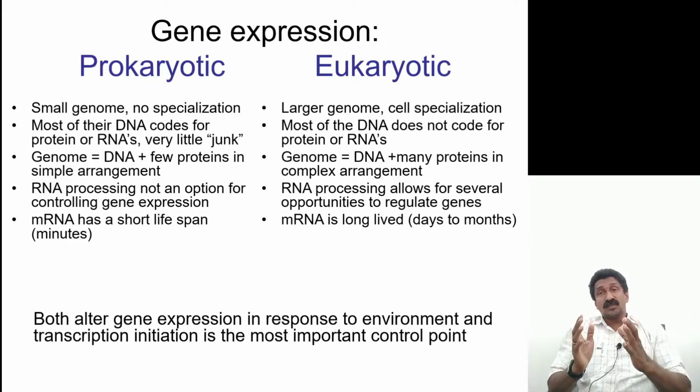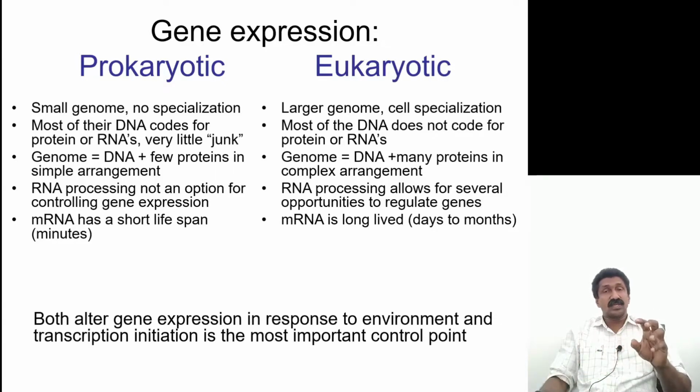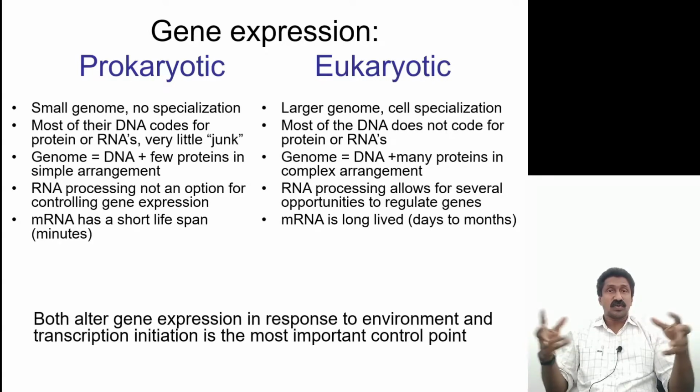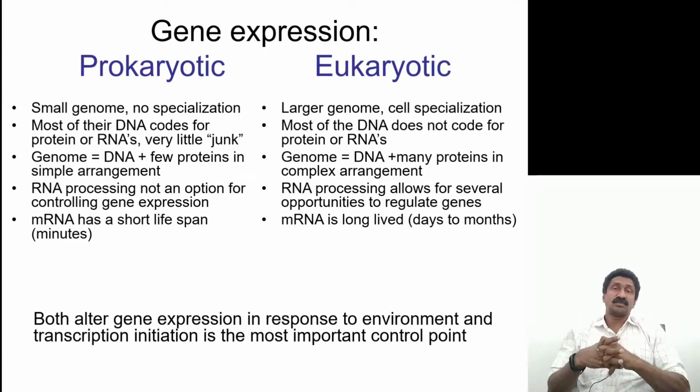And in the prokaryotic genome, it is DNA plus a few proteins in a simple arrangement, whereas the genome of eukaryotes is DNA with a large number of proteins in complex arrangements. So that means the histone proteins and other supporting proteins interact with the genome of the eukaryote, which is not present in prokaryotic systems.